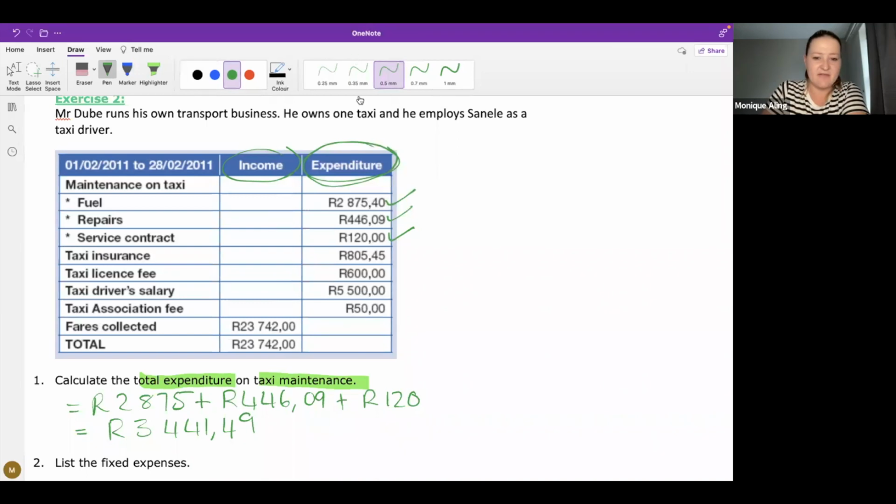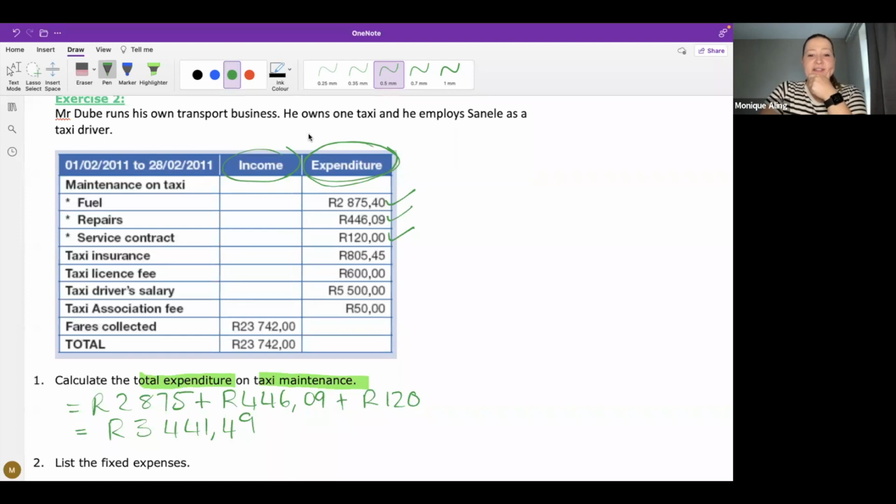I think we have covered most of them. Okay, so fares collected isn't going to be fixed because we can't guarantee that they are going to make the same trips with the same amount of people. So the money coming in is going to be variable. But again, fares collected is income. So that's also one thing. They want to know fixed expenses. Okay, so we can't say fares.